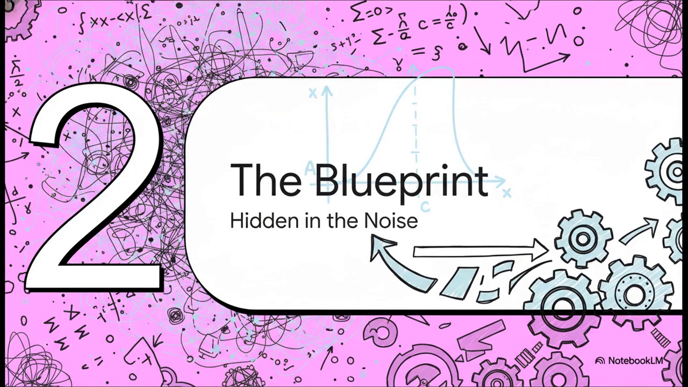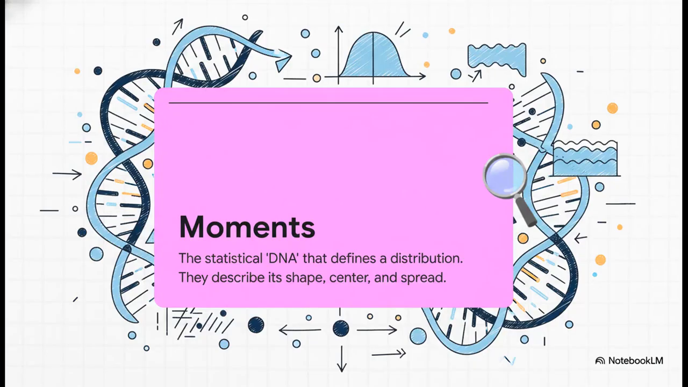You see, the real secret isn't in the curve itself. It's in the blueprint that builds it out of randomness. And that blueprint is defined by one super powerful mathematical idea. And that idea is moments. Now, don't let the word scare you. Seriously, just think of moments as a distribution's DNA. They're a series of numbers that describe every single thing about its shape. Where it's centered, how wide it is, if it's tilted, how pointy it is, the whole shebang.